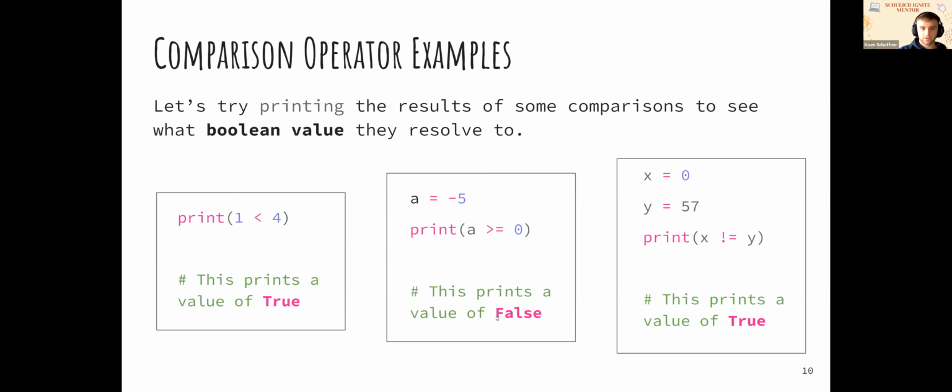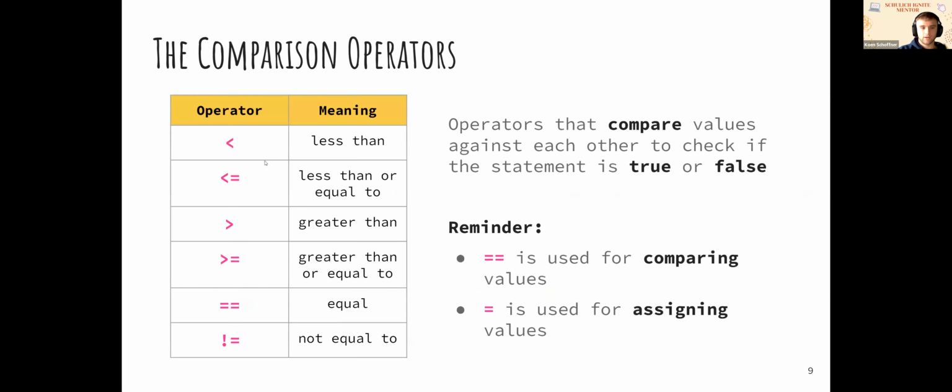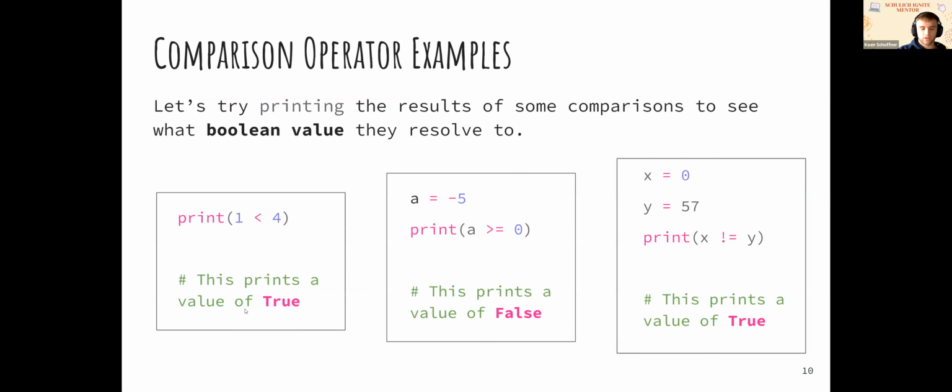So here are some examples. If we wanted to print whether 1 is less than 4, this statement would print true. When you see these operands that we talked about, when Python reads it, it's going to return either true or false. So it doesn't print 1 less than 4, it actually prints true.